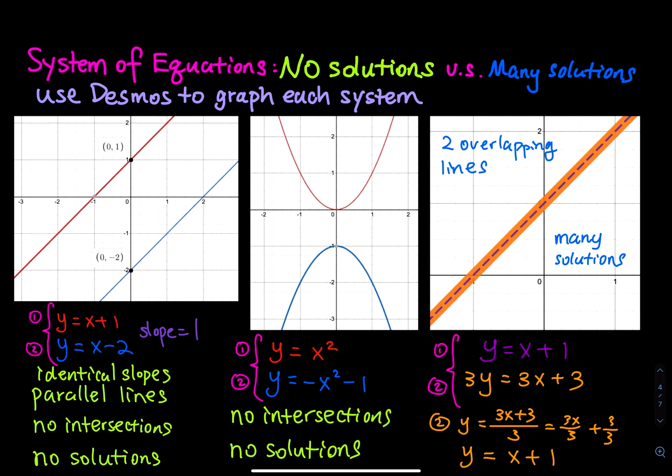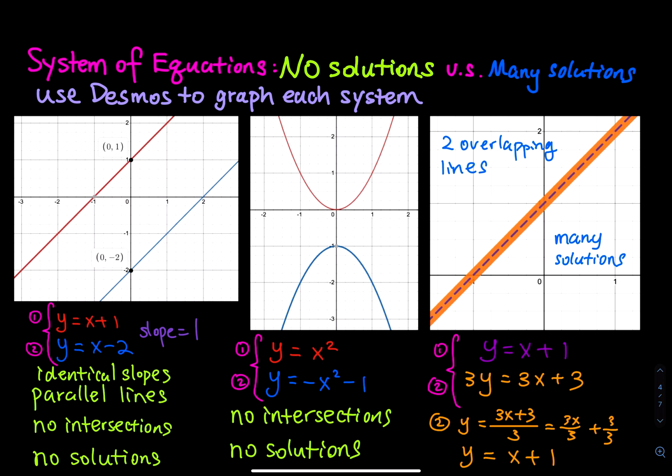And then the second system, they are not linear, they are two parabolas. The parabola in red is x squared, and the parabola in blue is negative x squared minus 1. One is facing up, the other one is facing down. They never intersect. So there are no intersections. As a result, this system has no solutions.